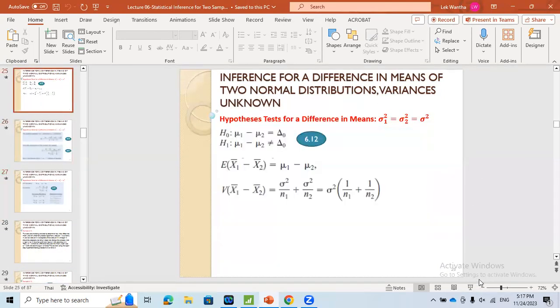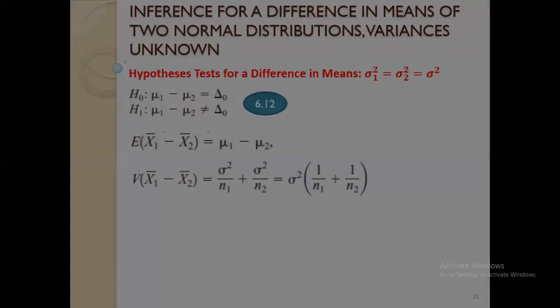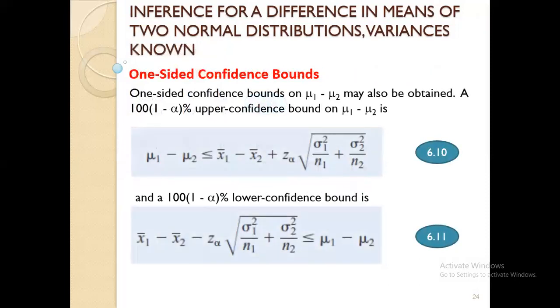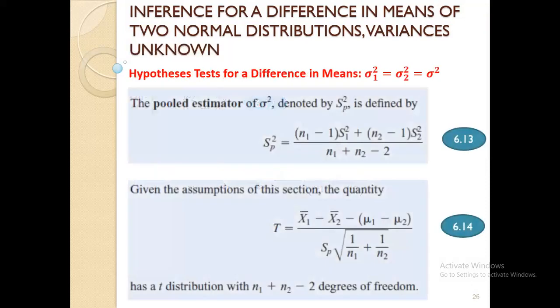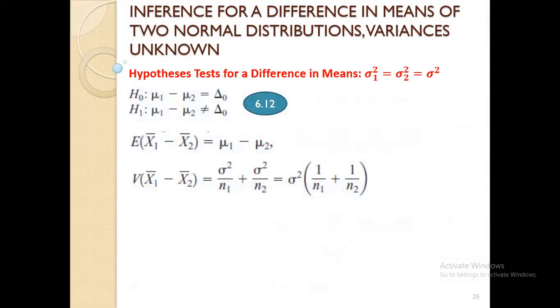Okay, for this we have equal and not equal. For the first case, if the variance is equal, we will use the t distribution. We use the t distribution for both, but for this we use the pooled estimator of sigma. We would like to test mu 1 minus mu 2 equal to delta 0 against mu 1 minus mu 2 not equal to delta 0. And also we can estimate the variance for this.